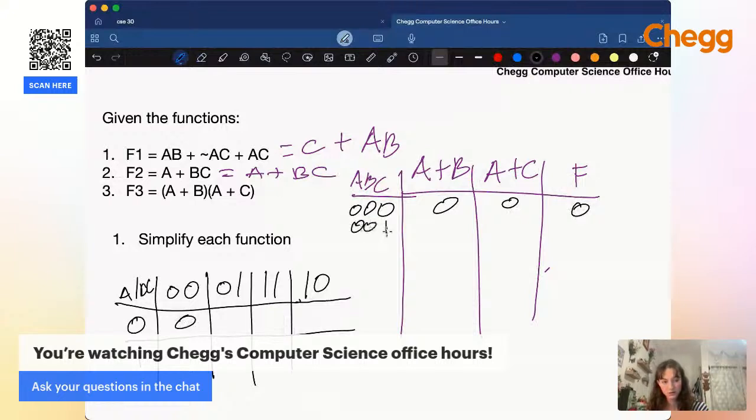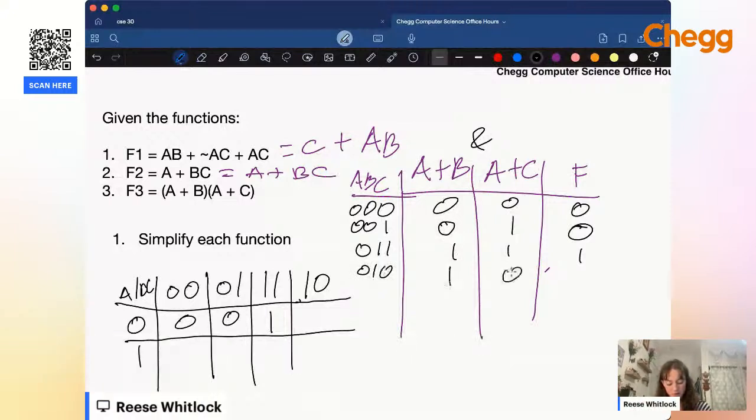And for 0, 0, 1, this is false, but this is true. But remember, we're anding them together, so they both need to be 1 for F to be true. So it's still 0. And then 0, 1, 1, those are both 1, so F is 1. That's awesome. 0, 1, 0 is 1, and 0, not true.